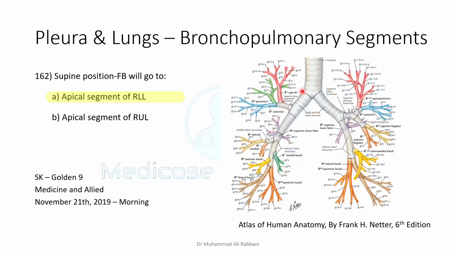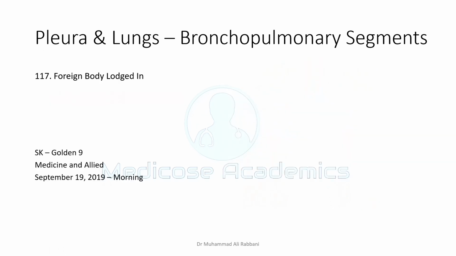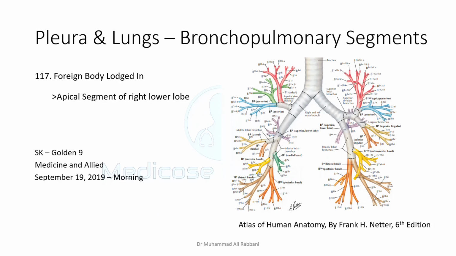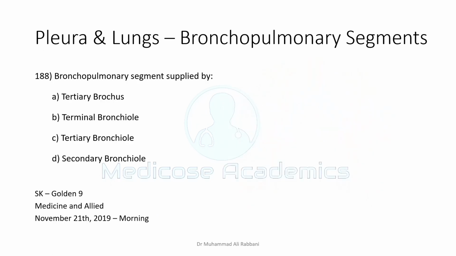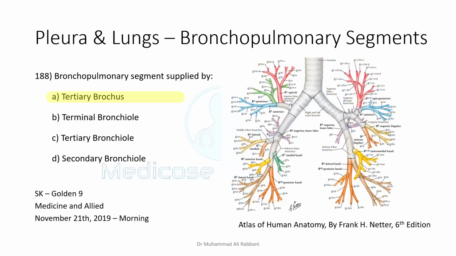And the other thing, it joins with the knowledge that the right main bronchus has more chances of receiving a foreign body as compared to the left main one, because the right one is shorter, wider, and straighter. This question is asked again and again. Apical segment of right lower lobe. And yes, bronchopulmonary segment is supplied by? You should know to differentiate between primary bronchus, secondary bronchus, and tertiary bronchus. So bronchopulmonary segment is supplied by tertiary bronchus. So what are they?